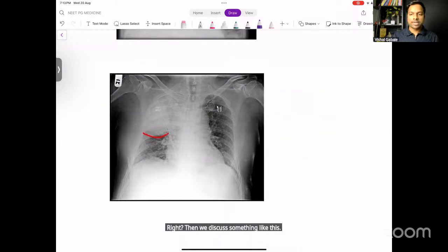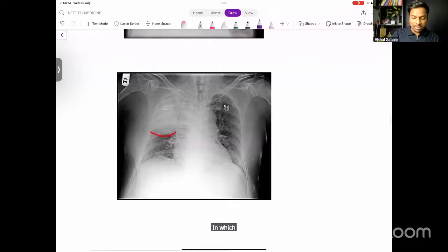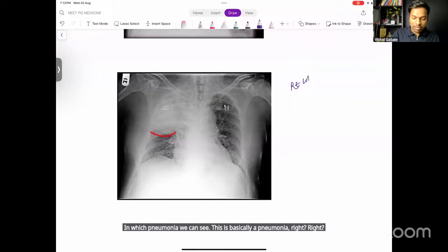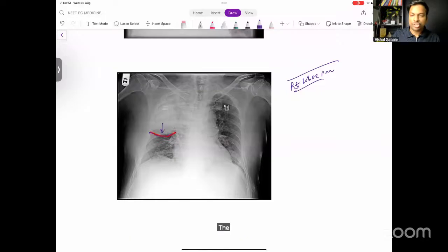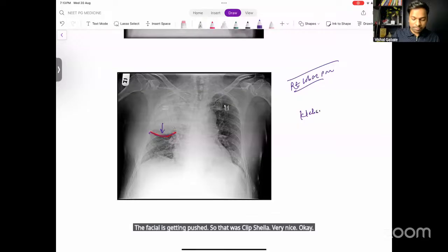Then we discussed something like this. What does this appearance mean? In which pneumonia can we see this? This is basically a pneumonia, right lobar, right upper lobar pneumonia. And see, this bulging fissure is seen. The fissure is getting pushed. So that was Klebsiella pneumonia. Very nice.